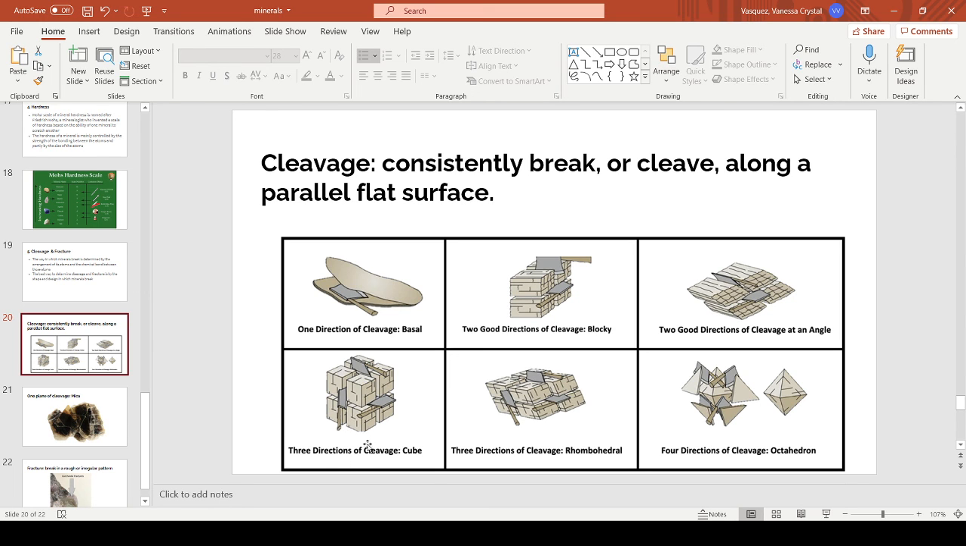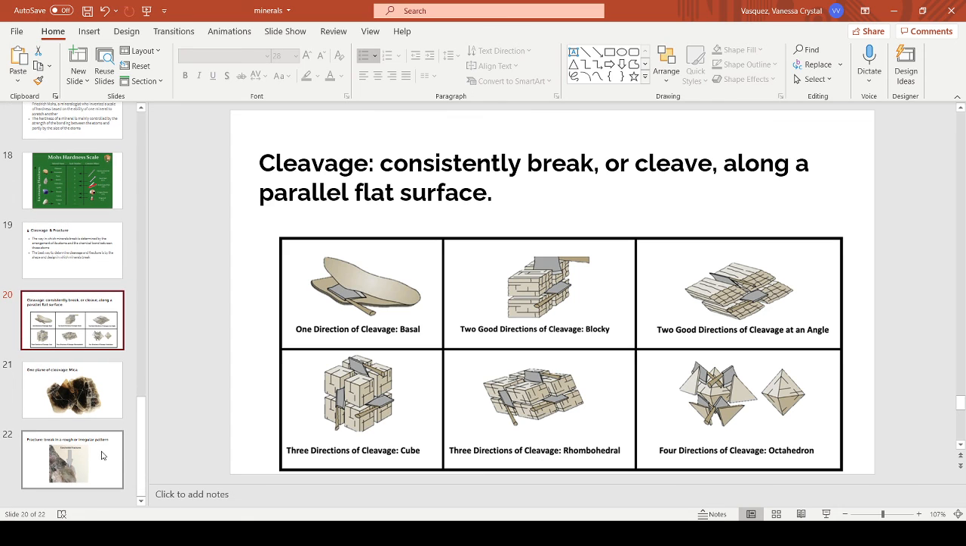So this is an example of three planes of cleavage. This is a cube. As you can see here, there are three directions to slice the cube using the axe. And then this is another three planes of cleavage, and this is four planes of cleavage.